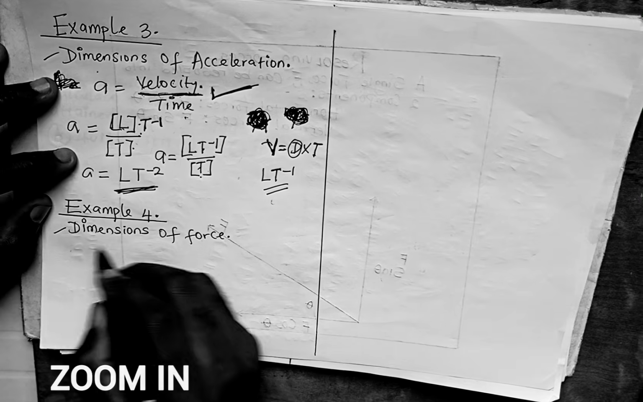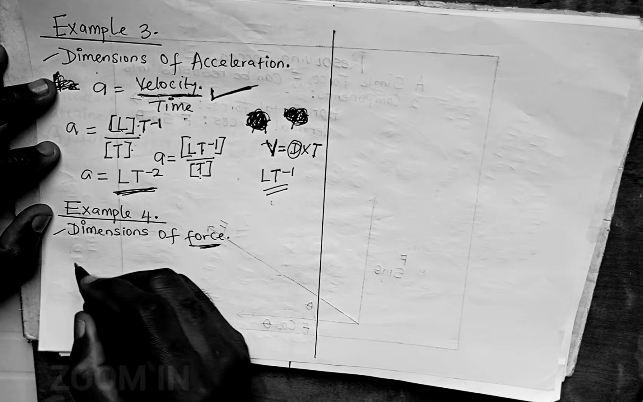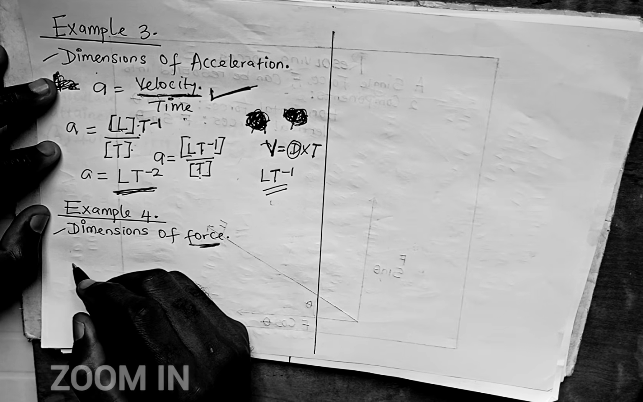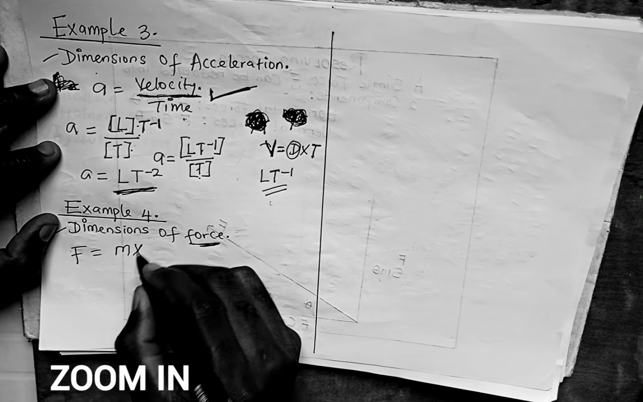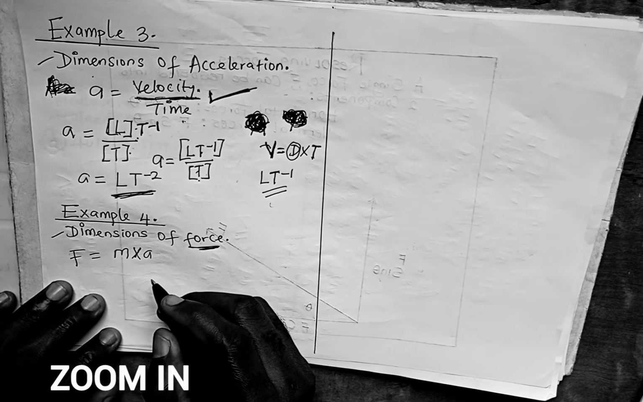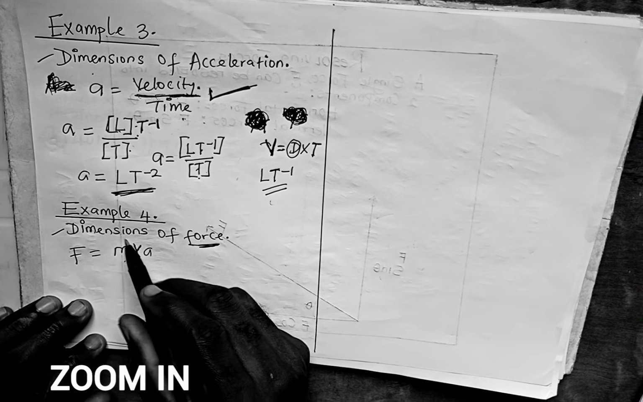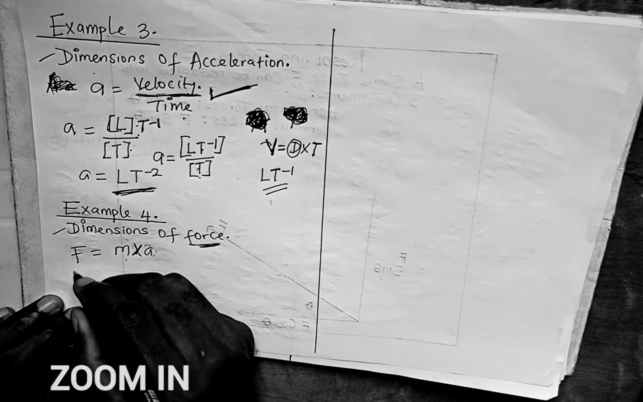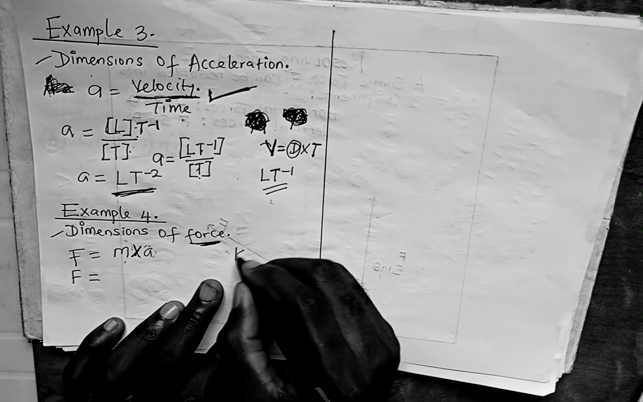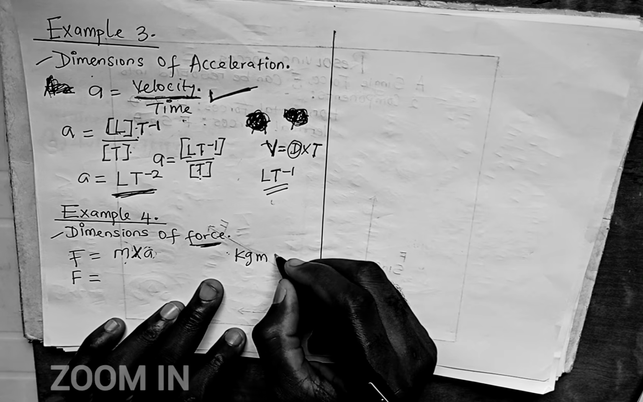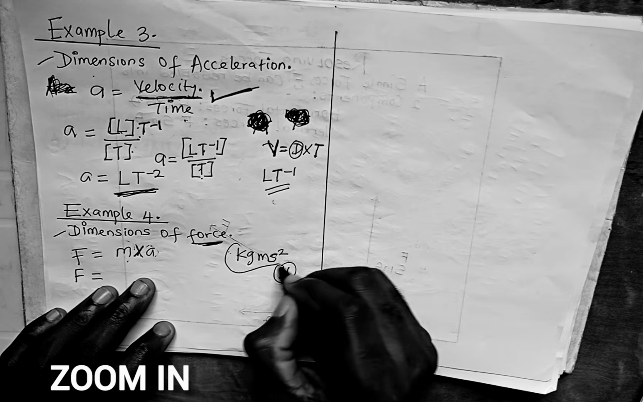For the fourth example, let's do the dimension of force. First of all, we have to define force. What is force? Force is that which changes a body's state of rest, and force is given by mass times acceleration. So if force is given by mass times acceleration, we are going to do the dimension of mass and the dimension of acceleration. Since force is a derived unit, let me write out its unit. The unit of force is kilogram meter per second squared, or Newton. Any of these is the unit of force.